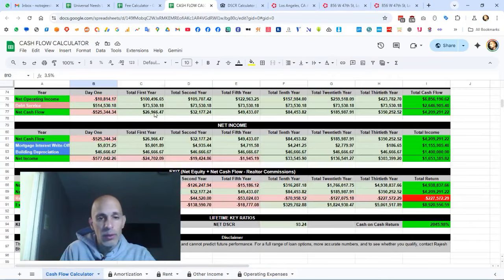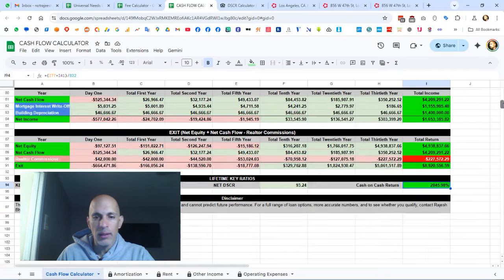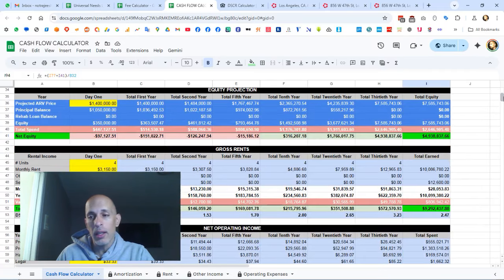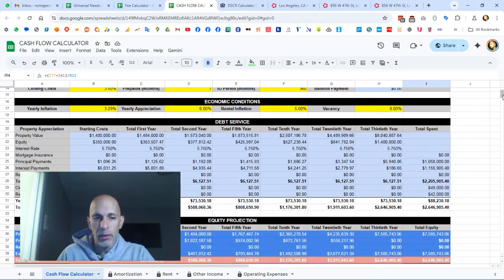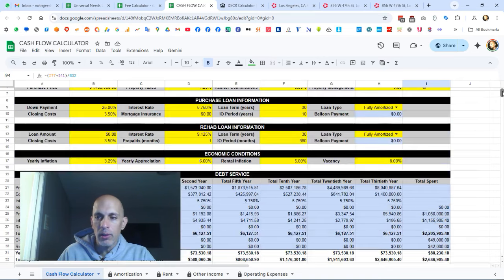Cash flows, you're still cash flowing year 1. That's 26,000 a year, 27,000. Now your net income between year 5 and 10, so I'm going to guess year 6, your exit is 8.9 million, and you're 21xing your money, 2,045% cash on cash return, because you're putting less money in, yet you're still getting the full benefit of the increased value. So that's called leverage, and that's the benefit of using financing.